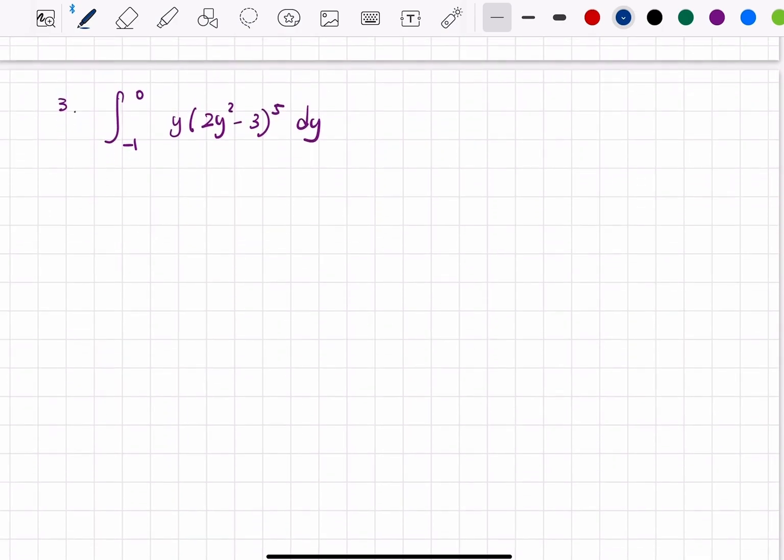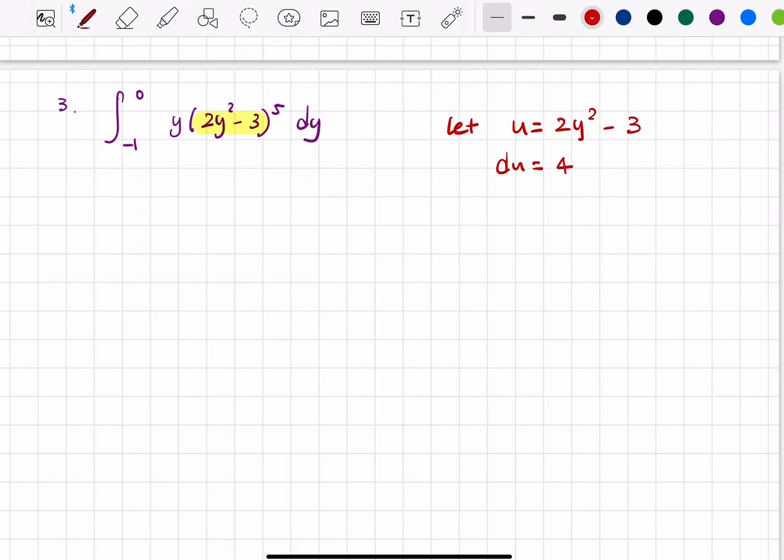Then the last example we will talk about in this video is a definite integral. I want to integrate from negative 1 to 0 of y times (2y squared minus 3) to the fifth power. So it is pretty straightforward now, hopefully. The 2y squared minus 3 is the inner function, so we can let u equal 2y squared minus 3.